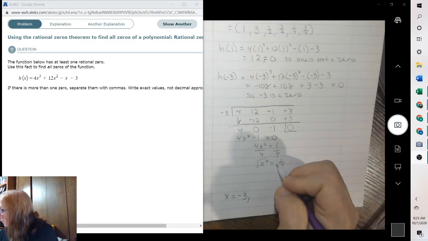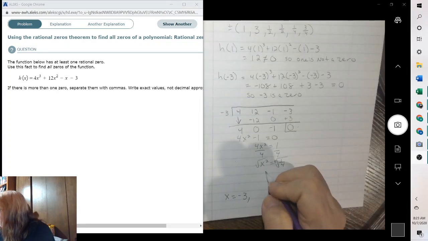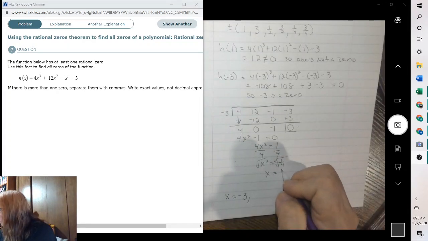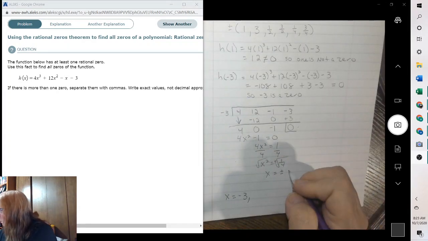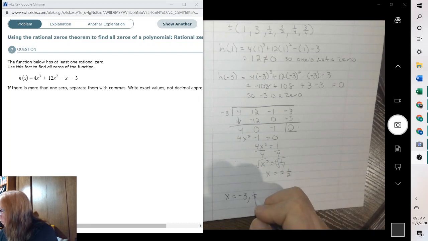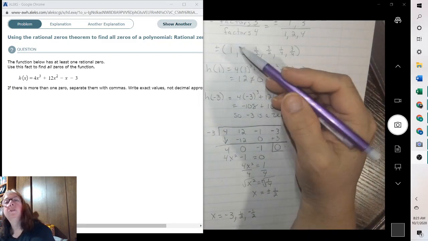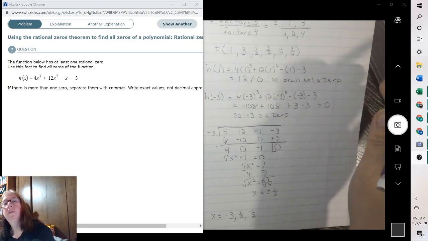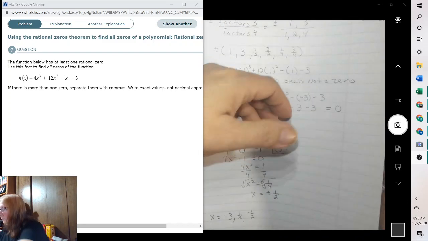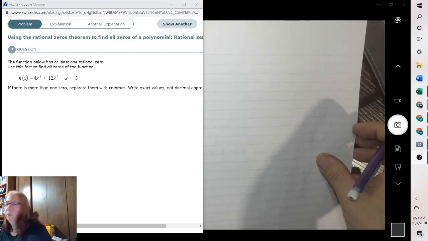And then take the square root of both sides. When we take the square root, it leaves a positive and negative number. So we get x equals plus or minus the square root of 1/4, which is 1/2. So we have negative 3, a positive 1/2, and a negative 1/2. And these were values up here because we had plus or minus 1/2. Let's try another one.